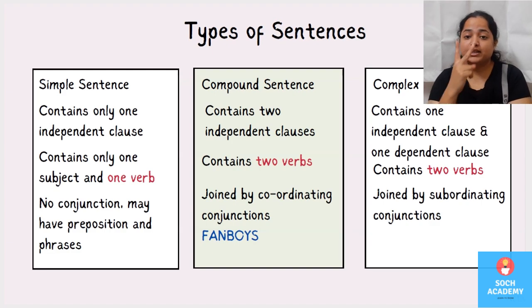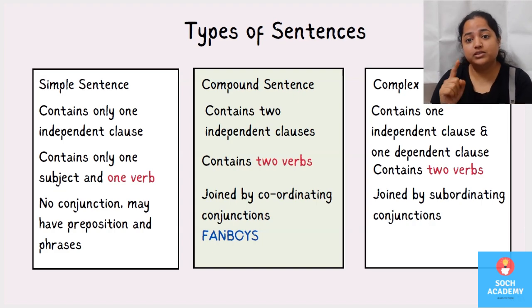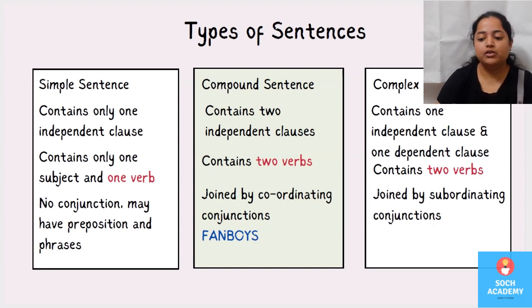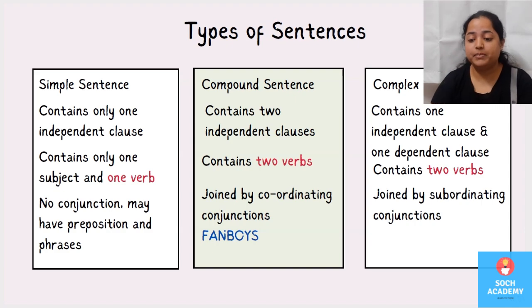But if the sentence contains two main verbs, it means that it has two clauses. Now, how to identify whether this clause is independent or dependent? You have to see whether that clause conveys a meaning on its own. If yes, then it is an independent clause. If it does not convey any meaning on its own, then it is a dependent clause. But there is another easy way to identify this. A complex sentence also contains two verbs, but it has one independent and one dependent clause.